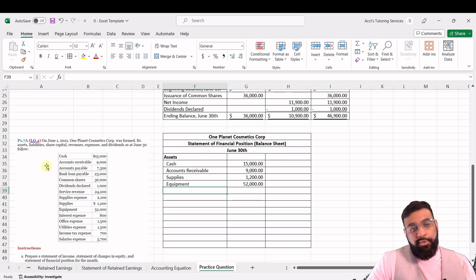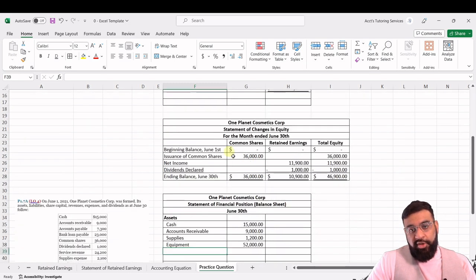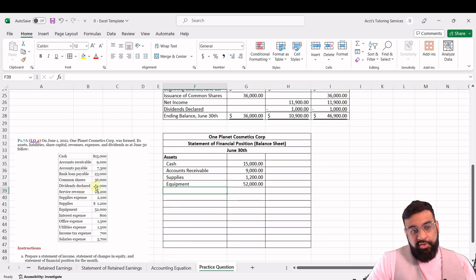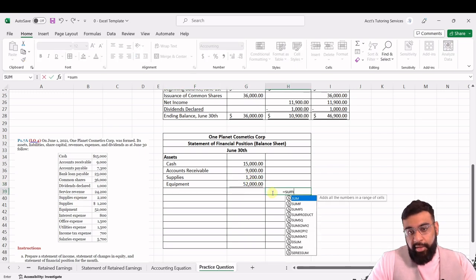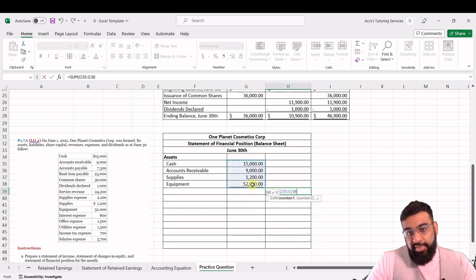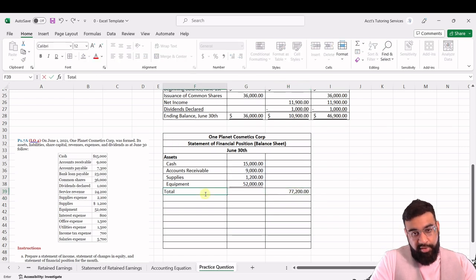So if you look at this, revenues have been taken care of, expenses have been taken care of because of the income statement. The statement of change in equity, common shares, and dividends declared has been taken care of. Now we're focusing on the assets. There's no more assets here. So now we can calculate the total assets. We're going to sum up all of these: 15,000 plus 9,000 plus 1,200 plus 52,000 to arrive at 77,200. And this over here is going to give us total assets.